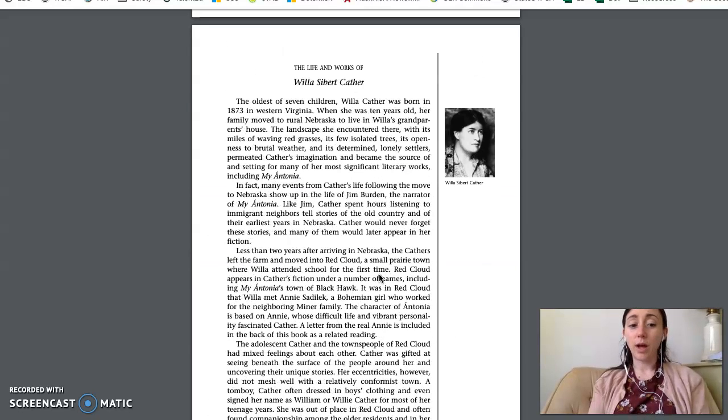as you're reading through. So I wanted to do a little bit of the context of Cather's life and then the background of what was happening during this time. Willa Cather was the oldest of 7 children.